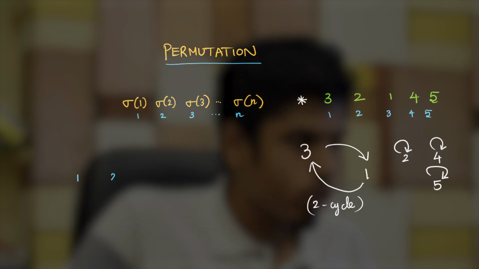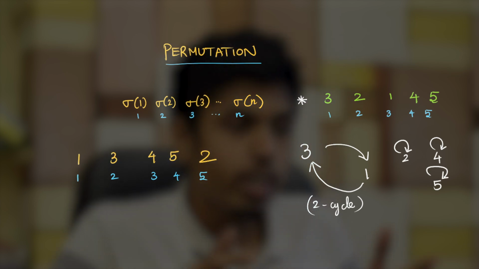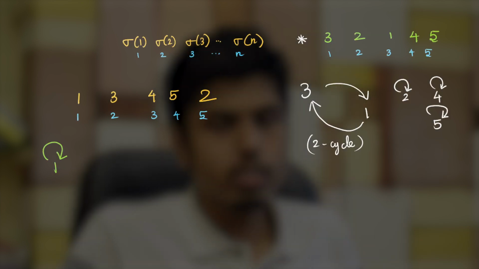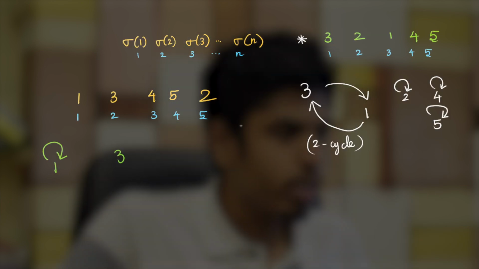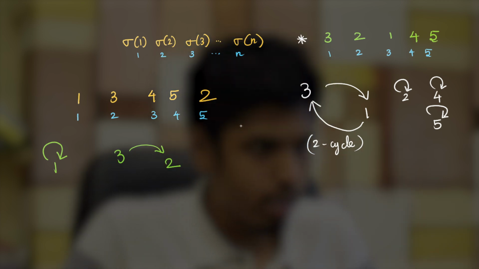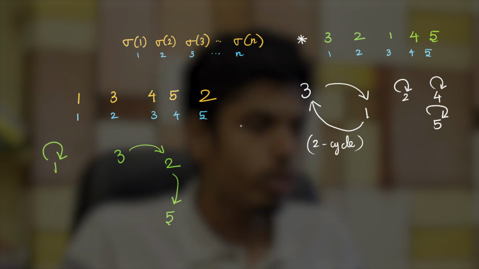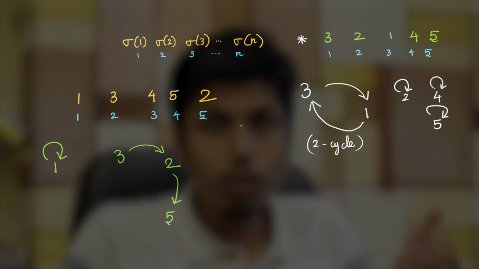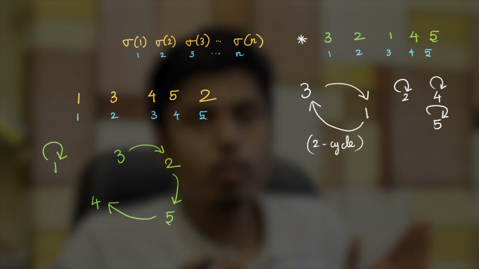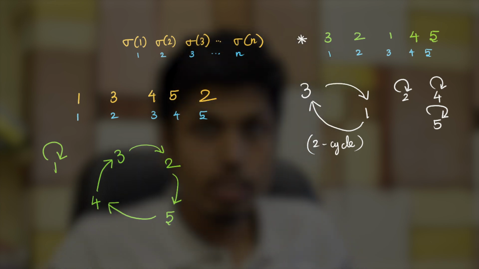Let me give you one more example. Let's take 1, 3, 4, 5, 2. And let's try to derive its cycles. So 1 is in the place of 1. Whereas if you take the number 3, it is in the place of 2. And again, think about the number 2. It is in the place of 5. So draw an arrow pointing to 5 from 2. And 5 is in the place of 4. So draw an arrow pointing to 4, and then 4 is in the place of 3. Thereby we complete the cycle.